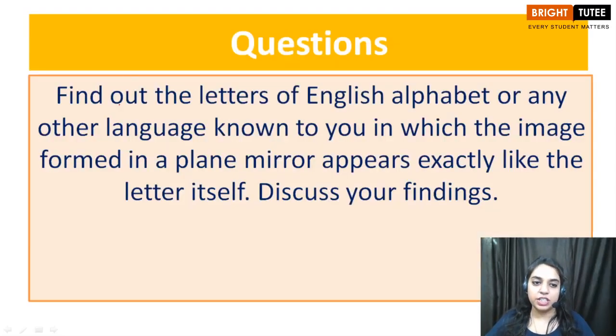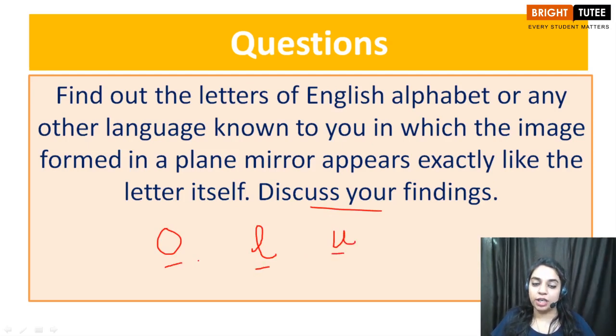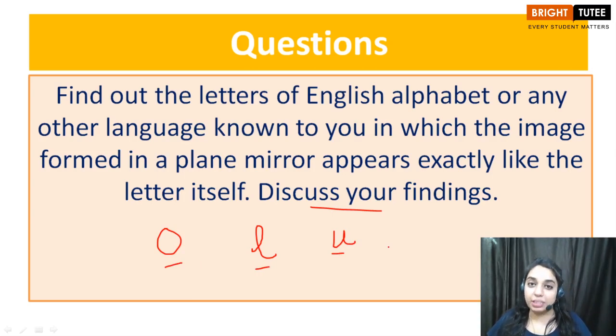Then children, next question is, find out the letters of the English alphabet or any other language known to you in which the image formed in a plane mirror appears exactly like the letter itself. So you have to figure out some of the letters which may appear exactly the same as they are in reality. Okay. So children, these can be letter O, it can be small l, it can be U. These are some of the letters which will appear exactly the same. Okay, and I'm sure you will be able to find many more on your own. Okay, so let's move to the next question.